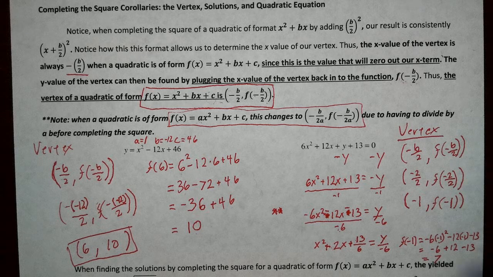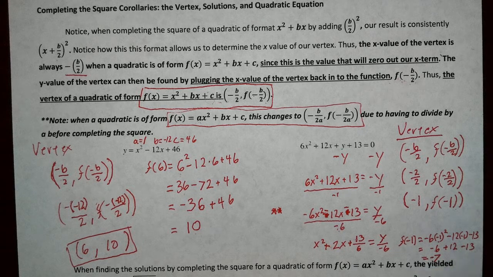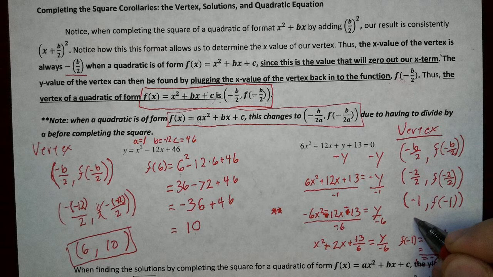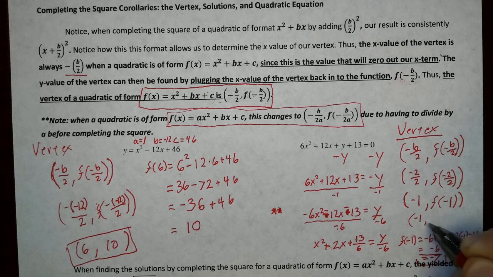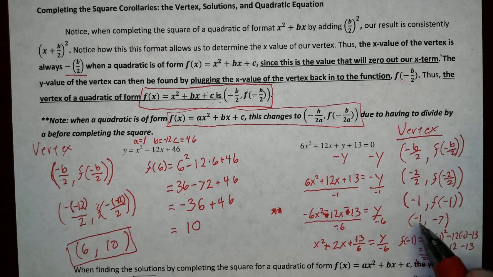And actually a negative 7. Right? Negative 6 plus 12, that brings us to 6. 6 minus 13, right? That's going to be negative 7. Okay? So that is our y value. We can go ahead and then plug this back in to finally get our vertex fully simplified and everything right here.